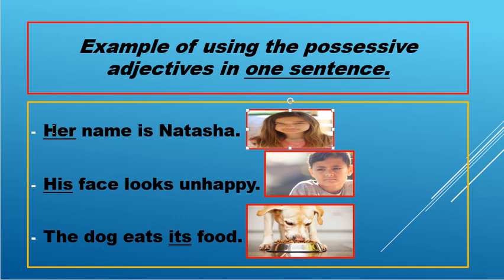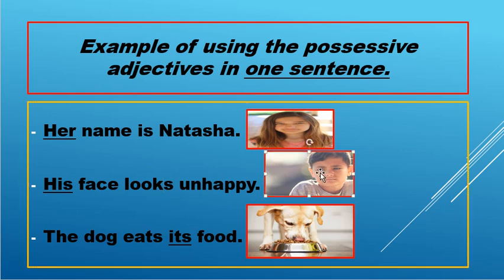You cannot say "his name is Natasha" because the picture here is a girl, not a boy. When we say a boy, this one, "His face looks unhappy." So whose face looks unhappy? Of course his, to a boy. Again, we start with a capital letter and we stop with a period, or full stop. So that is one sentence.